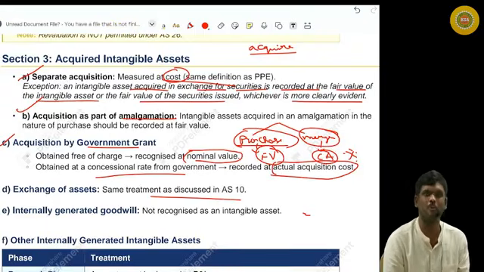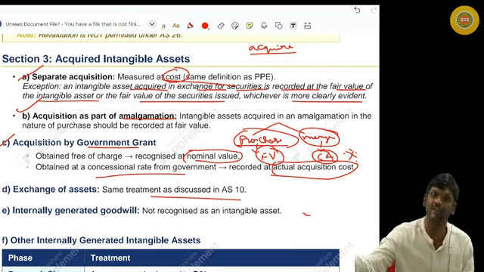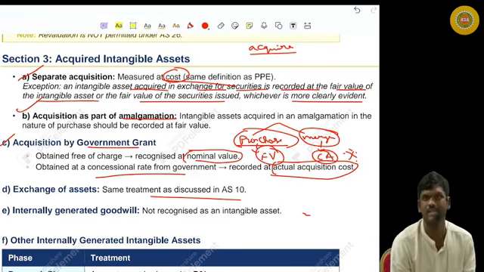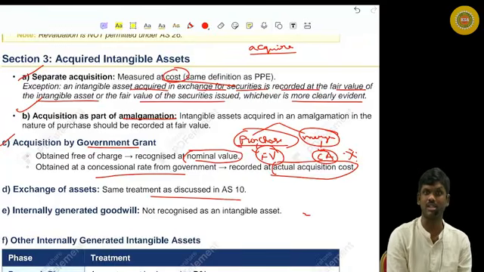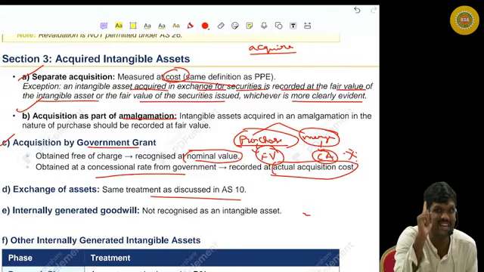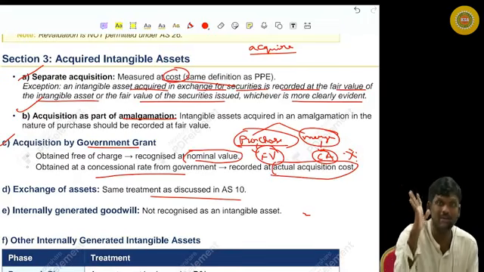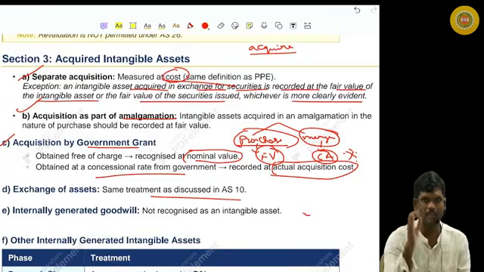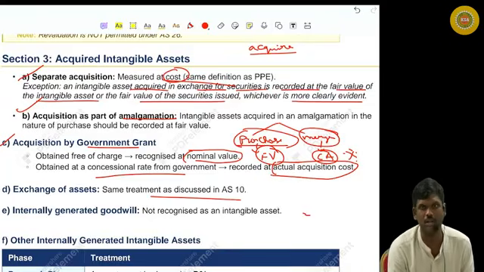Sir, what if I know both? Then you have to give preference to fair value of the intangible asset given up, because that is the sacrifice that you have made. Okay, sir, what should I do if there is no commercial substance? Remember last time I told you one key point that you have to remember: if there is no commercial substance, in the exchange or a journal entry, P&L should never come. P&L should never come. Remember this point very, very clearly. P&L should never come in the journal entry when there is no commercial substance.